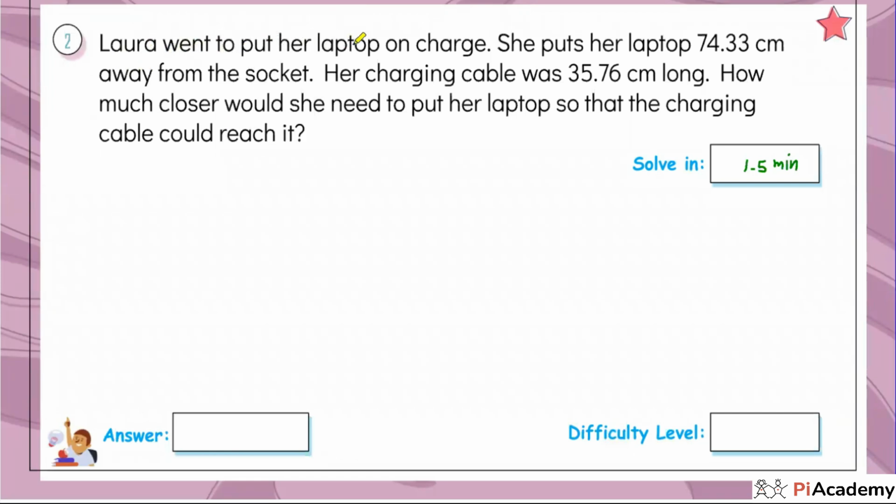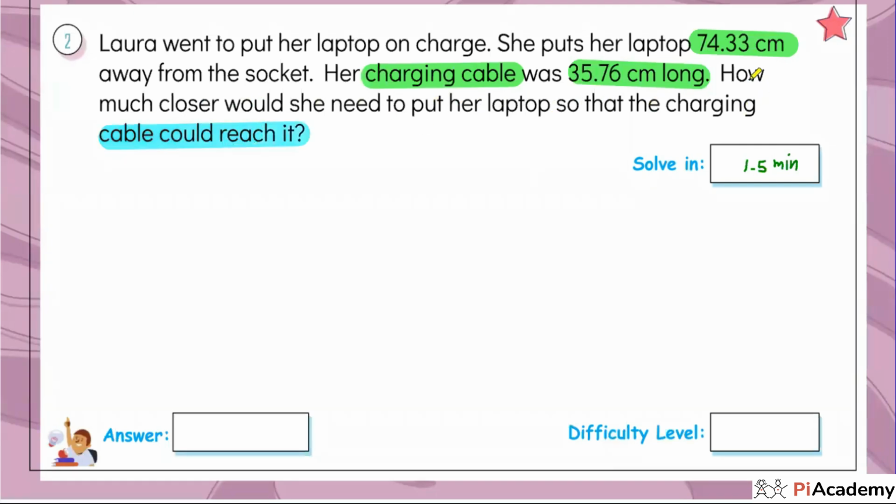Laura went to put her laptop on charge. She puts her laptop 74.33 centimeters away from the socket. So this is the first data, and they are talking about the length, right? This is just a measurement, which is in centimeters. Now her charging cable was 35.76 centimeters long, and the question begins from the third sentence: how much closer would she need to put her laptop so that the charging cable could reach it?